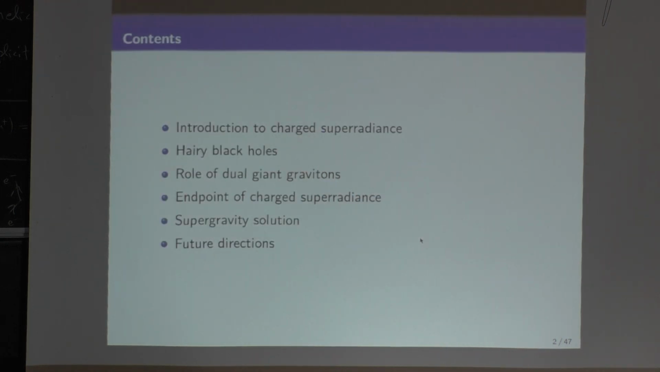So these are the contents that I will be going through in my talk. First, I'll give some basic introduction of charge superradiance in AdS black holes. Then I talk about the solutions called hairy black hole solutions, which were proposed in the past as endpoints of the superradiant instability. Then I talk a little bit about what role the dual giant gravitons will play in our story. And then I'll make a proposal for what we think is the correct endpoint of charge superradiant instability. And I'll also give a description of the supergravity solution that we are proposing. And then some future directions.